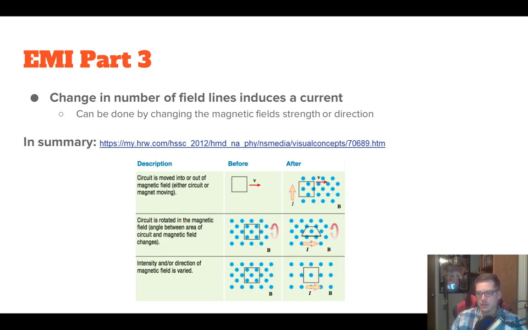And then a circuit, as it's rotated, same idea here. We can rotate our circuit here, we get a changing flux, so we end up with a current. And then finally, the last one is changing the direction or the intensity of the magnetic field, which would also change our flux.